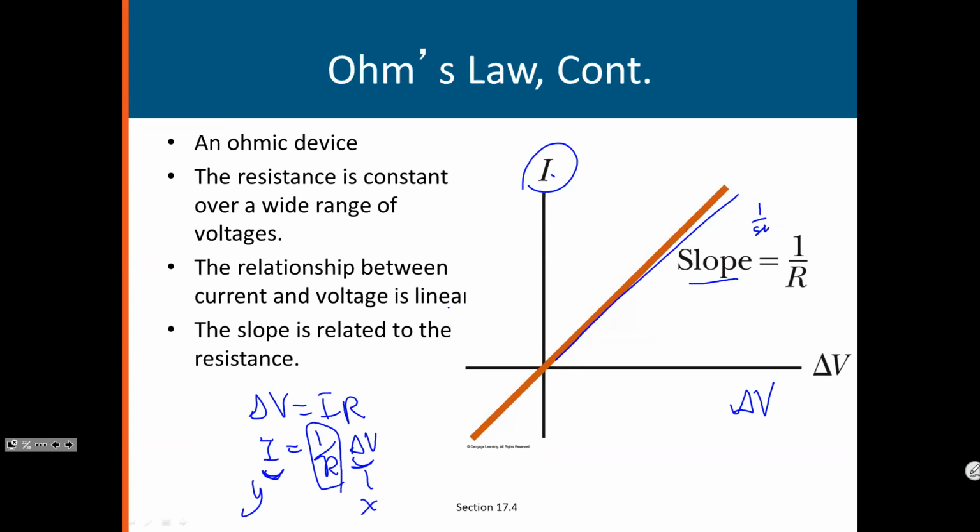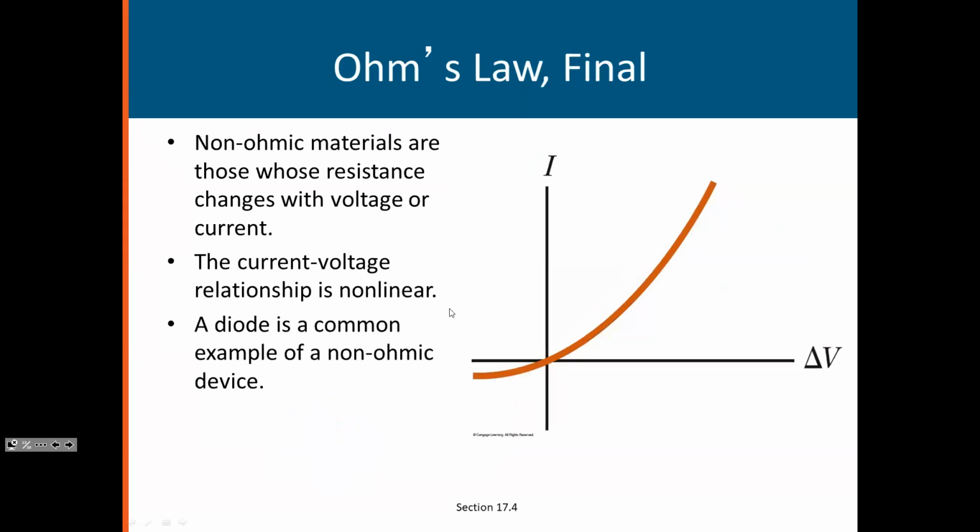But suppose you draw a graph of delta V on the y-axis and I on the x-axis, the slope is the resistance, provided it is a straight line. If it is not a straight line, what happens? The resistance is not constant. The way we define the resistance is delta V divided by I. 1 over resistance will be I divided by delta V.